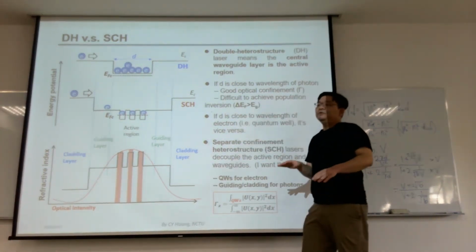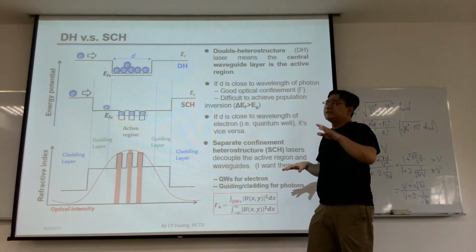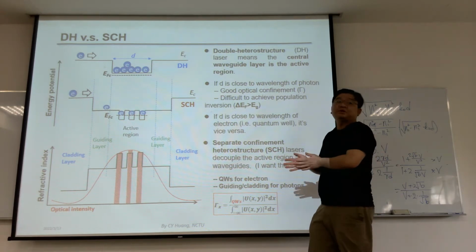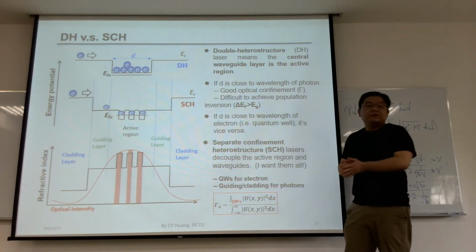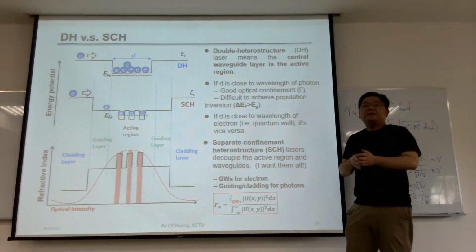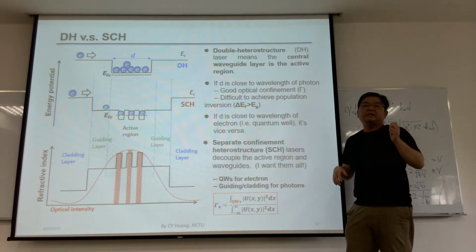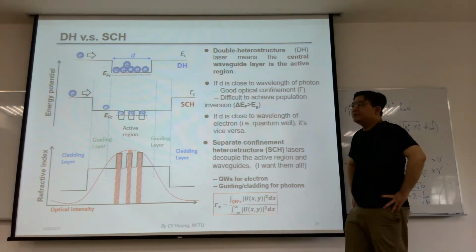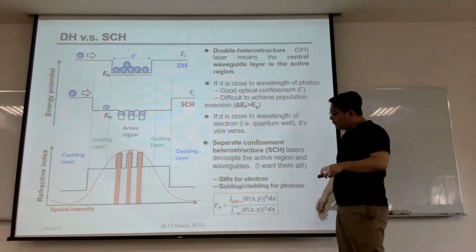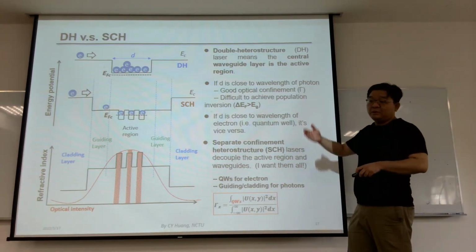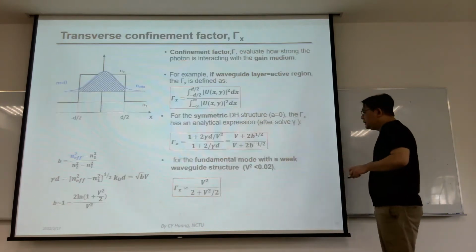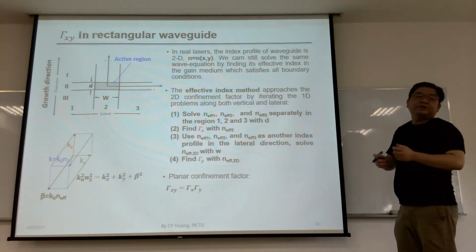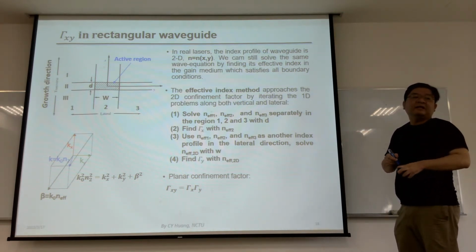So if you have a good design and mature processing, the SCH is the proven structure for current semiconductor laser diodes. Even till now, all the semiconductor laser diodes you can buy in the market are separate confinement heterostructures. So now we have the confinement factor only in one direction. But in the real device, we will have more complex structures in order to confine the light in both directions.